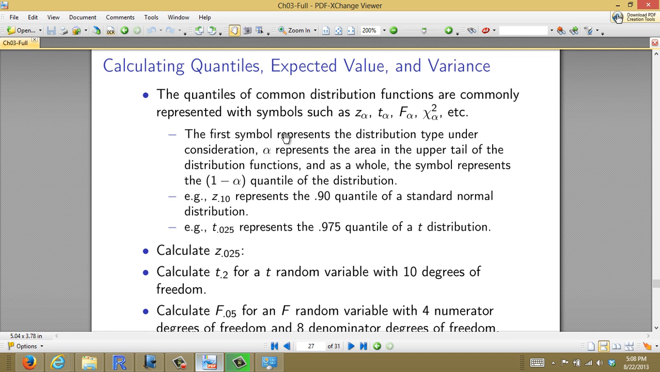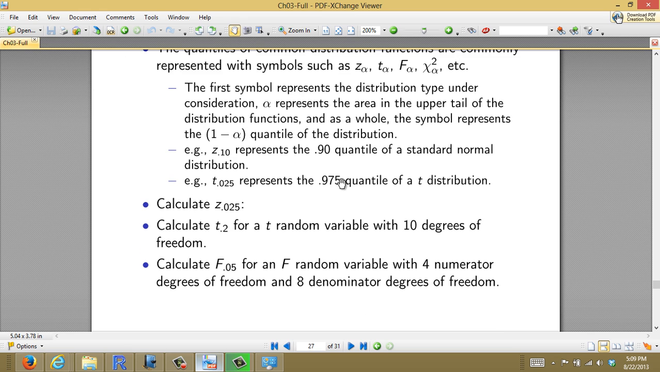Unfortunately, the book uses a notation that, in my opinion, is more confusing than it has to be. For example, Z of 0.10 is actually the 0.9 quantile of the standard normal distribution. You might be tempted to think that this is the 0.1 quantile, but if alpha is 0.1, then 1 minus alpha is 0.9. So Z of 0.1 represents the 0.9 quantile of the standard normal. T of 0.025 represents the 0.975 quantile of a T distribution, etc.